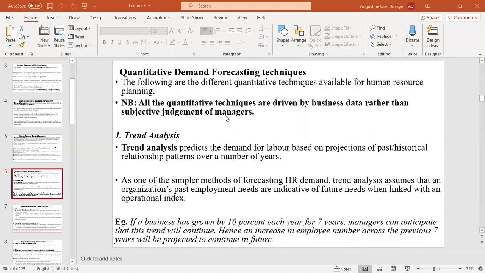So when we say you are using a quantitative technique, it means that your estimations are rigidly driven by numerical data that you have at your disposal. And when we say you are using a qualitative technique, it means that you are not so much interested in the numbers, but you are interested in using your subjective experience of how things have been happening in the past, or in your community of practice. And you are relying on such judgment to make your futuristic projections. So that is the distinction between the two. Now, let's take trend analysis.